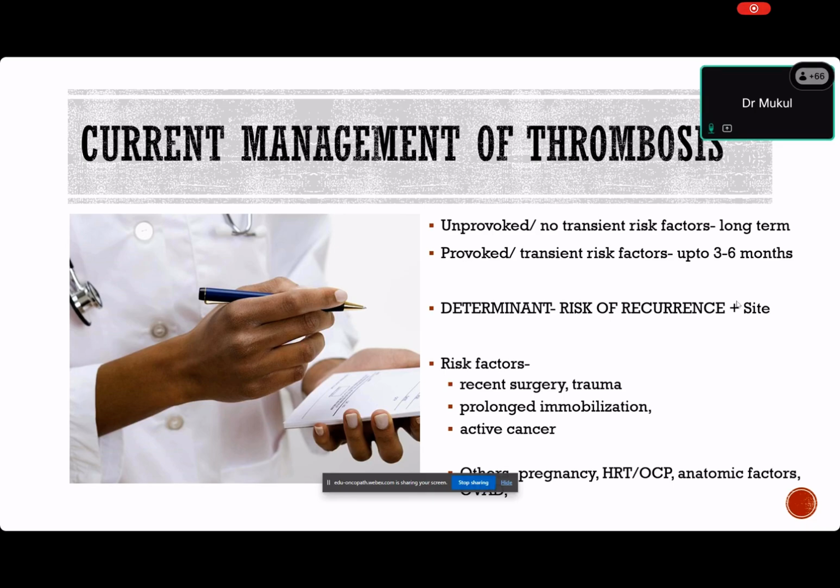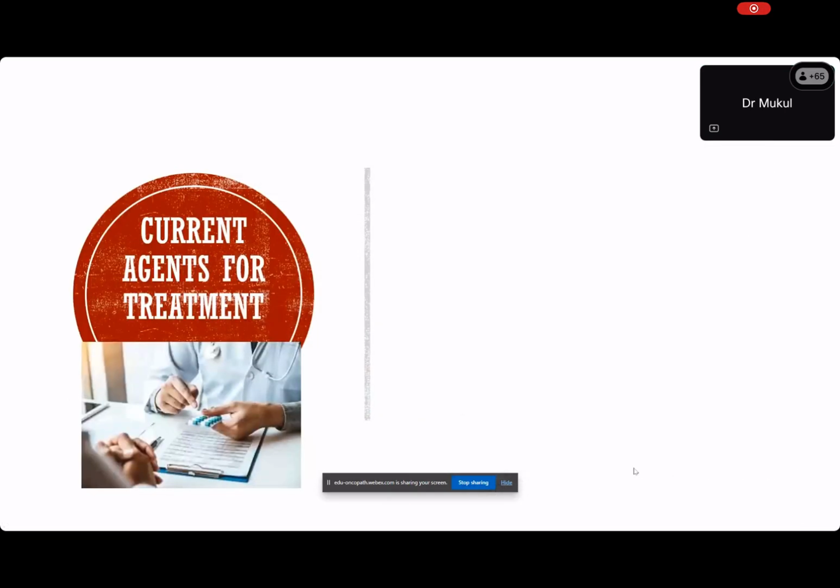Other risk factors are pregnancy, HRT, OCP, anatomic risk factors like cervical rib or mediastinal obstructive syndromes, or central venous access devices, which can be risk factors for some of these patients. So these are important risk factors. Things have been said about pregnancy and OCP.